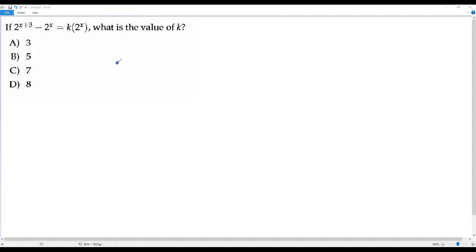Let me take the given equation as it is. That is 2 to the power of x plus 3 minus 2 to the x power equals k times 2 to the x power. Here when I look at this term, the two values are added in the exponent, that is x and 3. Now we can consider the product rule of exponents, that is a to the mth power times a to the nth power. Here we multiply two terms with the same base. What we can do is take the base once and add the exponents m and n.